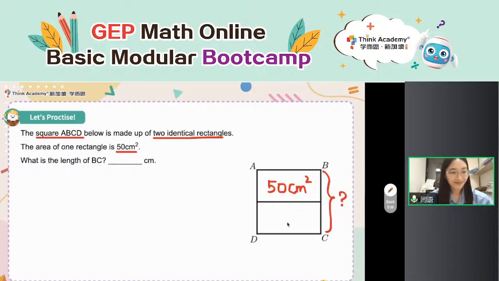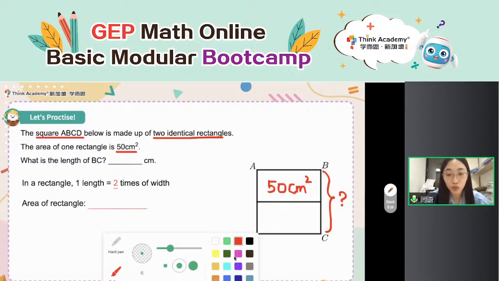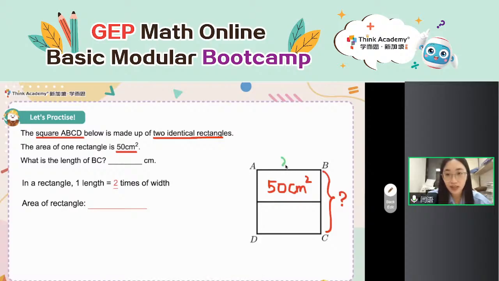Any idea? Any idea? Yes. Firstly, again, pay attention to the relationship between the length and the breadth. Okay, let me show you. In a rectangle, one length that is equal to 2 times of width, right? So here you can just label 1 unit and 2 units. Okay, let me change the color. Here, write it down. This is for 2 units and this is for 1 unit.